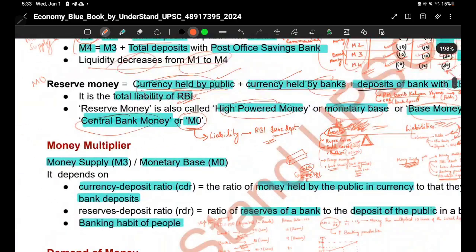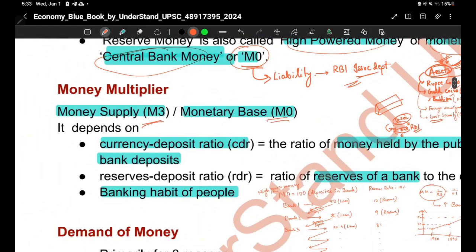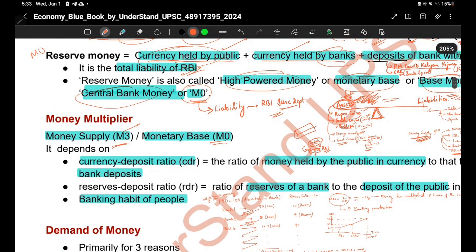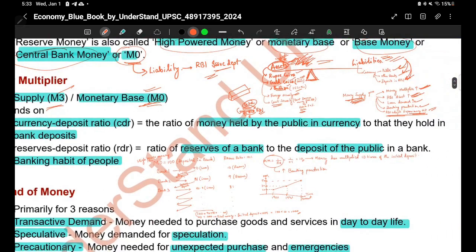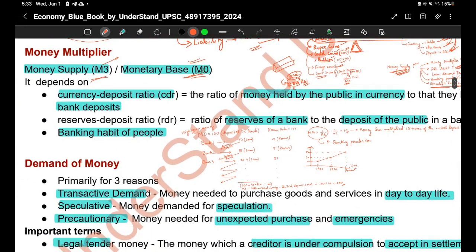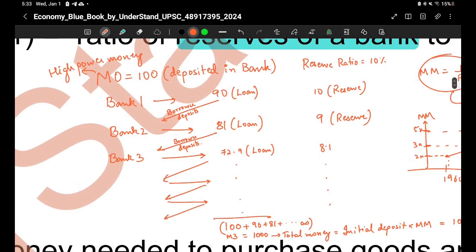Okay. Now money multiplier, I told you. What is this money multiplier? It is nothing but M3 divided by M0. Money supply, which we saw here, M3, and monetary base, which is nothing but high powered money. Divide that, you will get the money multiplier. Now I'll give this example. Let's say M0 is 100. It is deposited in the bank by some people. So in the entire economy, there is 100 rupees, let's say, and this is given to bank 1.